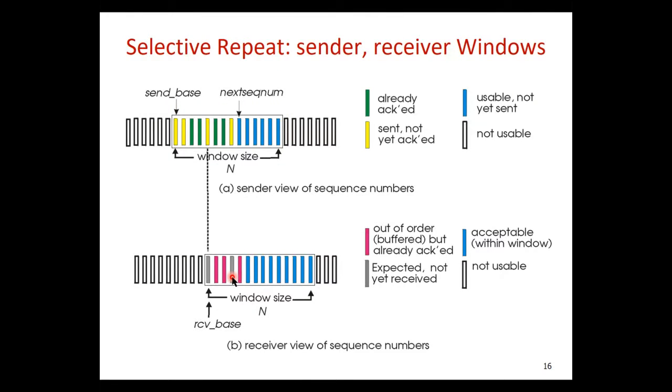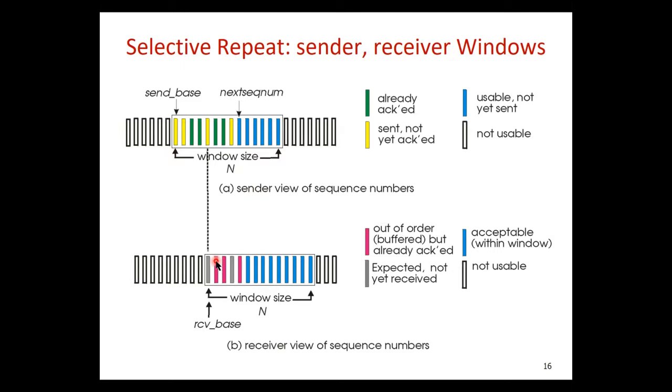Okay, and this is selective repeat. Essentially, in selective repeat, the receiver will slide as far as it can to the right, and then it will stop at the first one that is not yet received. Likewise, the sender will slide to the right as much as possible, and it will stop at the first one that has not yet been ACKed.